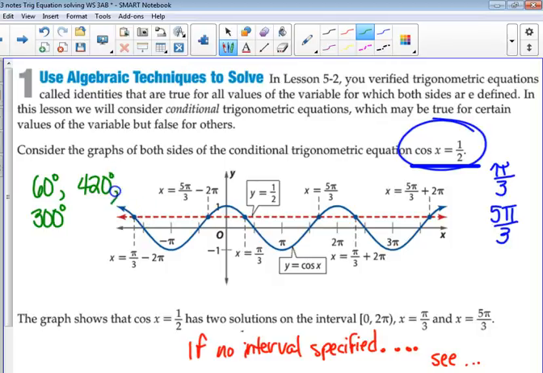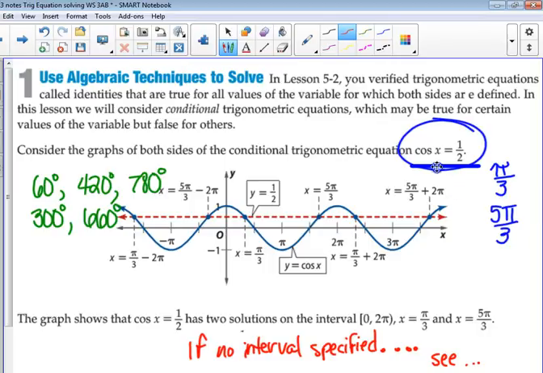Okay. If I add another 360, I'd have 780. Try cosine of 780. Okay. If I did 300 and added 360 to that, I'd have 660. Are those all the same value? Okay. It goes on forever because every time I add or subtract another period onto it, it's going to repeat and it's going to have the same answer.